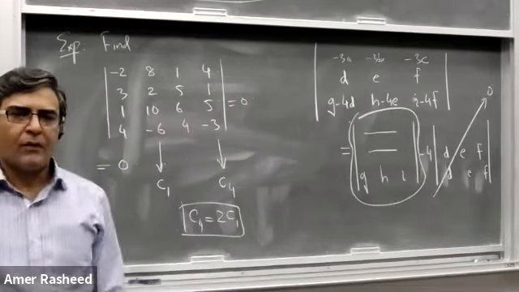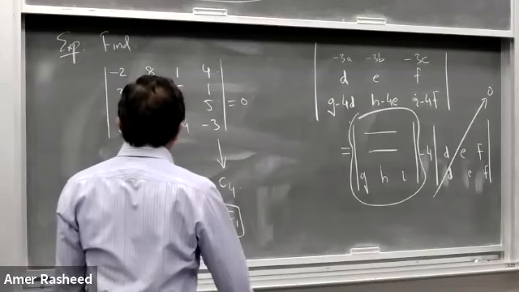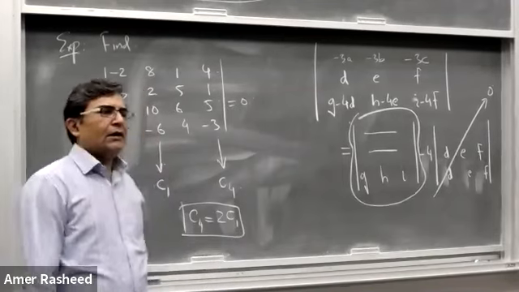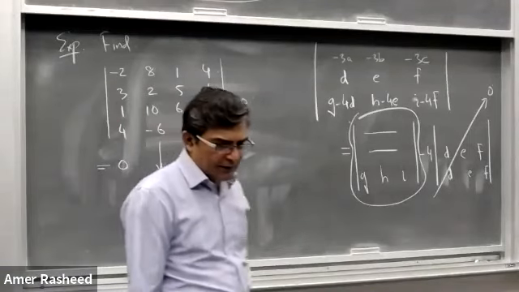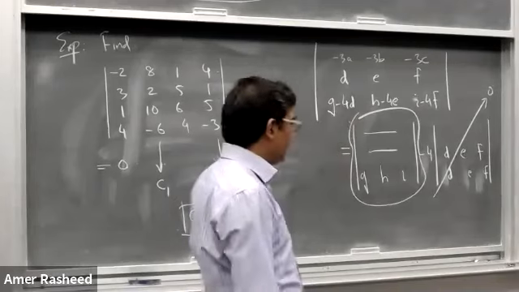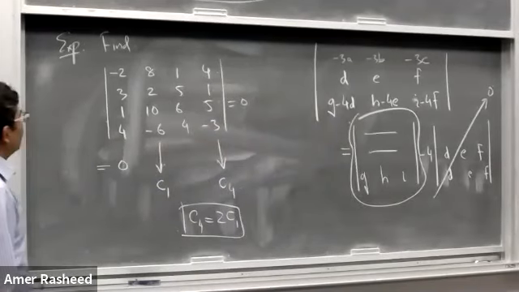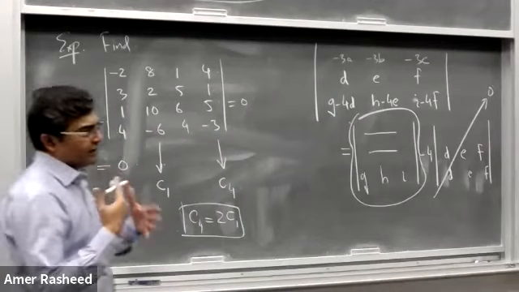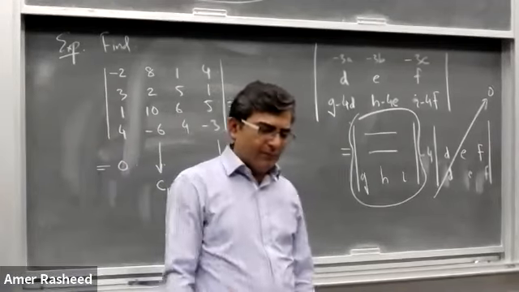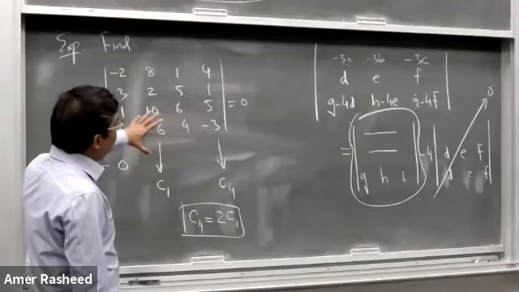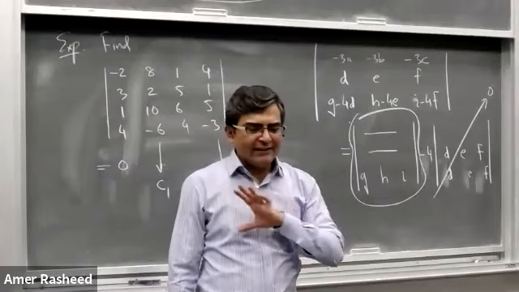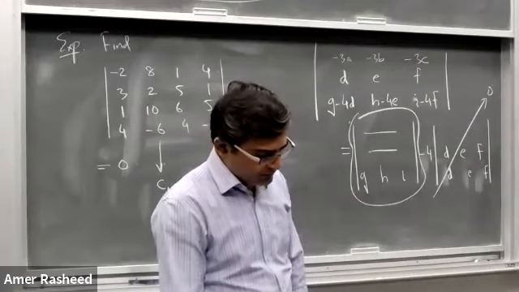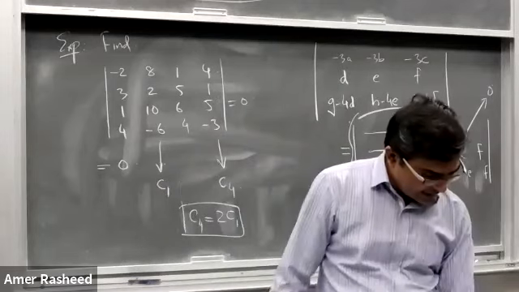Because column 2 and column 4 are a scalar multiple of each other, the value of the determinant is 0. That is the reason. Okay. I hope now you understand the importance of these properties. You have to remember this. You can solve determinants very easily and very quickly by keeping these properties in your mind. I hope you get it. If you have any question, you can ask me.